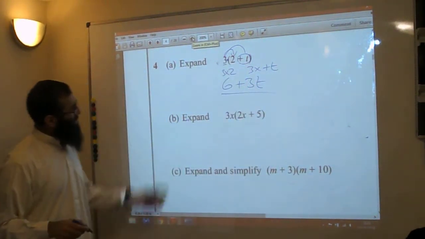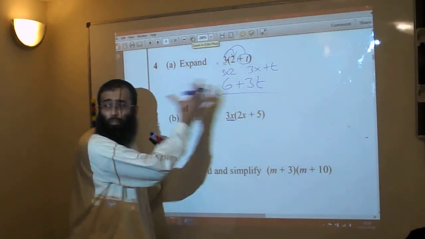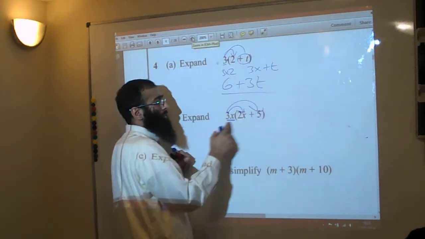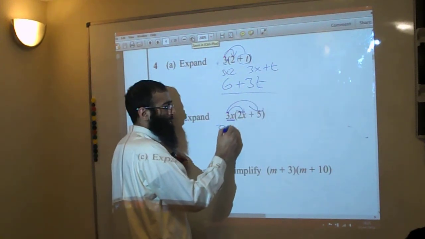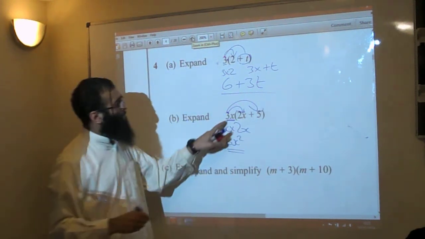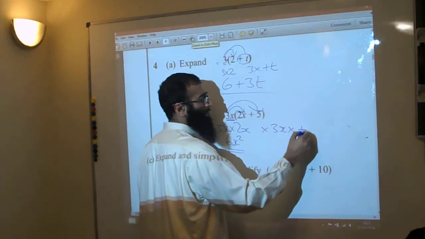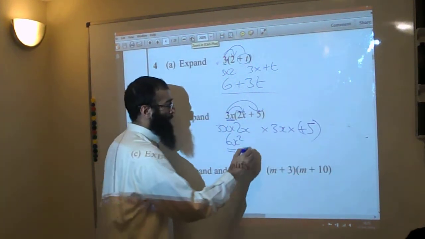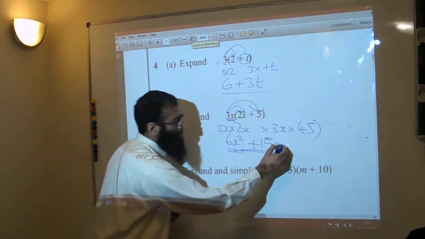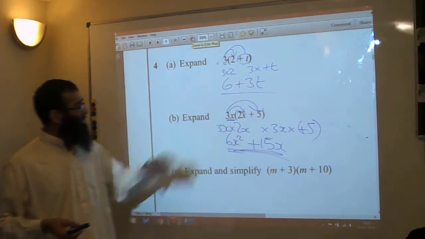Okay, next question. It goes expand this expression now. So again, we can start with the 3x outside the bracket. We multiply by each item inside. So 3x times by 2x gives 6x squared. Excellent. And then we have 3x times by plus 5. Plus 15x. Lovely. And that's that question finished. So 6x squared plus 15x is the answer to that.